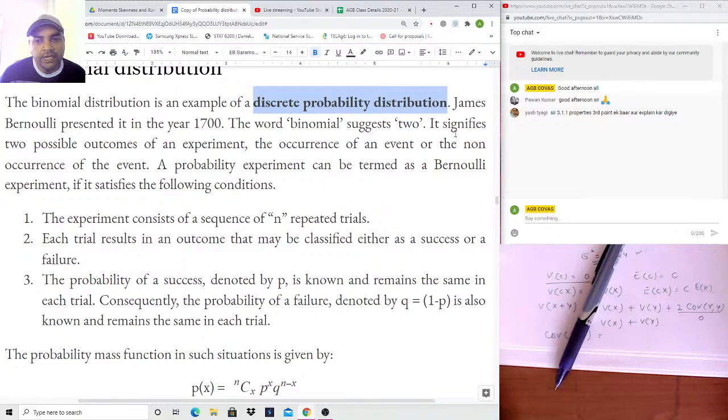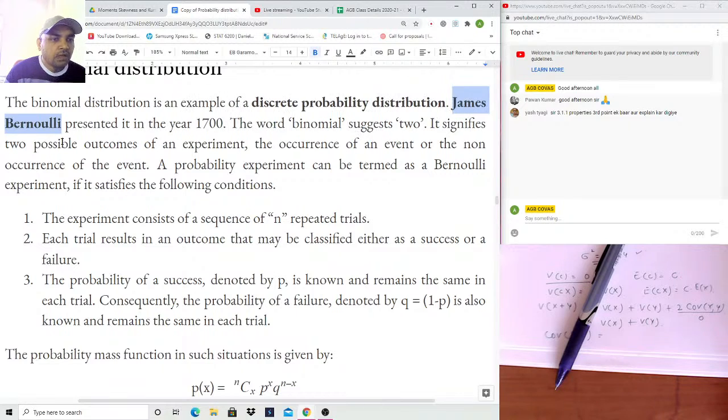Then James Bernoulli, he was the scientist, presented it in the year 1700, and the word binomial suggests two. What does binomial mean? Two. It signifies two possible outcomes of an experiment: the occurrence of an event or non-occurrence of the event. Either an event will happen or an event will not happen. So a probability experiment can be termed a Bernoulli experiment if it satisfies the following conditions.